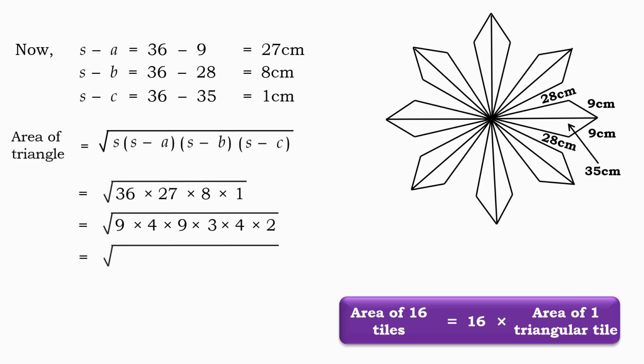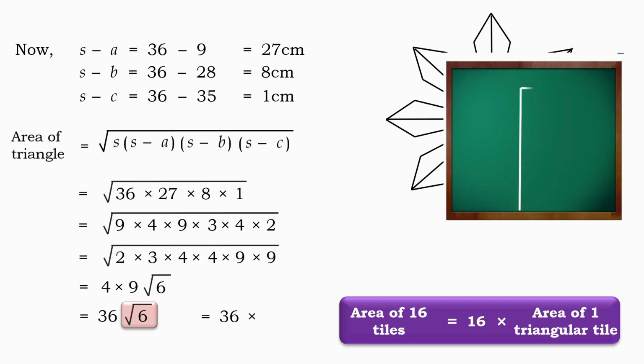Now let's see which we can make a pair. So 2 remains, we can't make a pair of 2. Also we can't make a pair of 3, but we can make a pair of 4 and 9. So 4 and 9 will come out from the square root, and 2 and 3 will remain inside the square root. So that is 36 square root of 6.